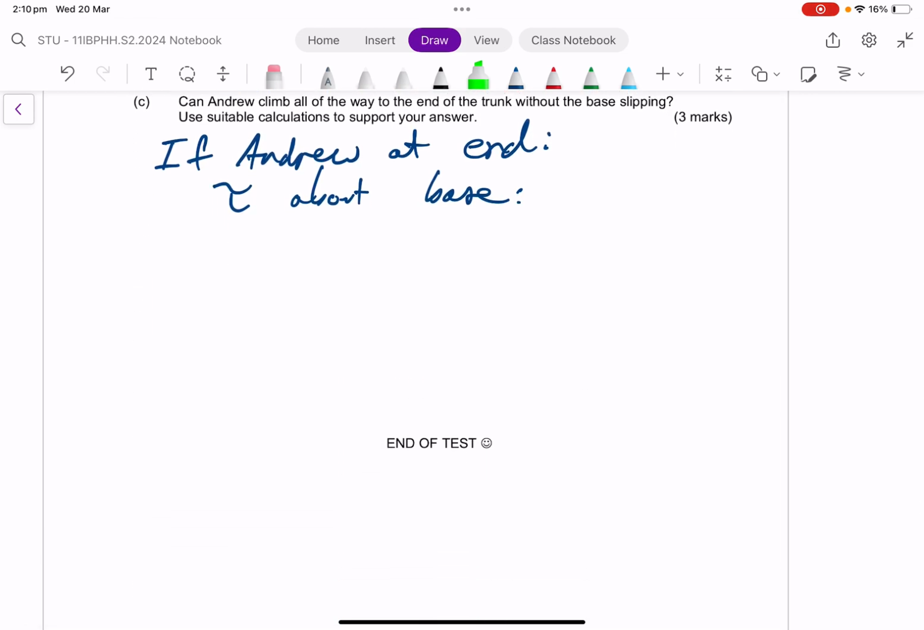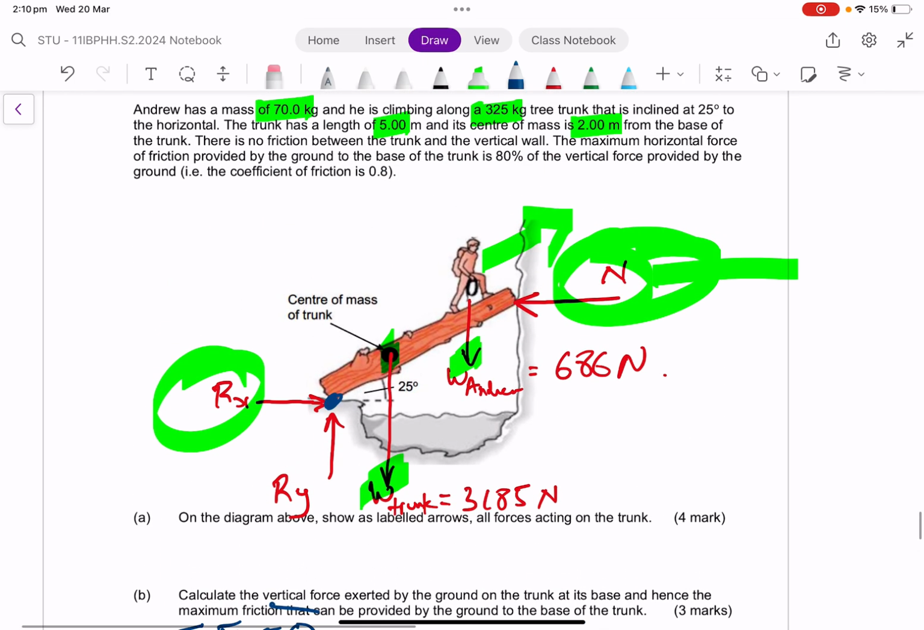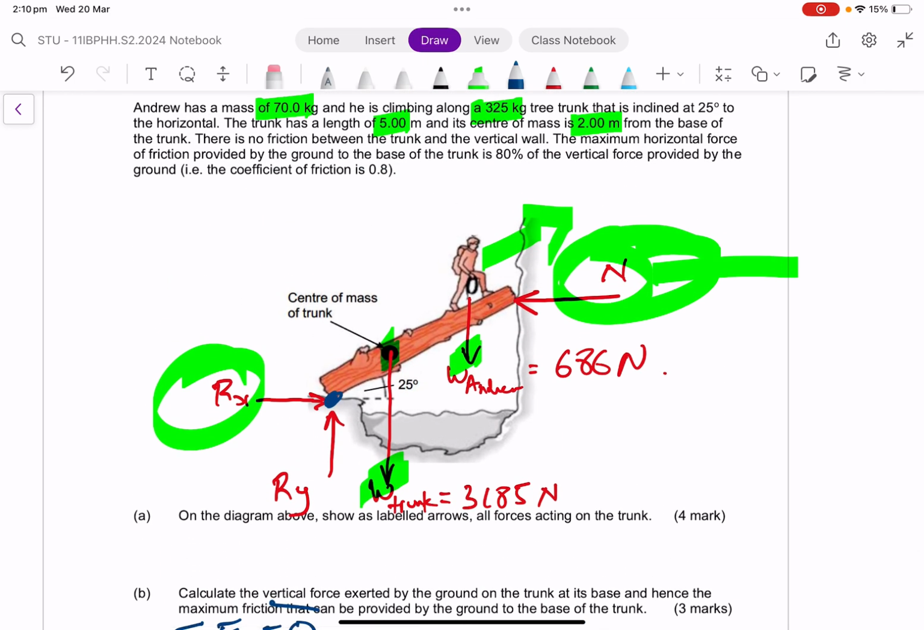Here we go. So, what have I got? So we have Andrew's weight, 686. That stays at the end, all 5 metres, right? And it's the sine of the angle between Andrew and the trunk. Now go back to the diagram. It's 25 degrees there, but what I want to know is the angle between the trunk and Andrew, and that'll be 65 degrees. Because it's the complement, 90 take 25.